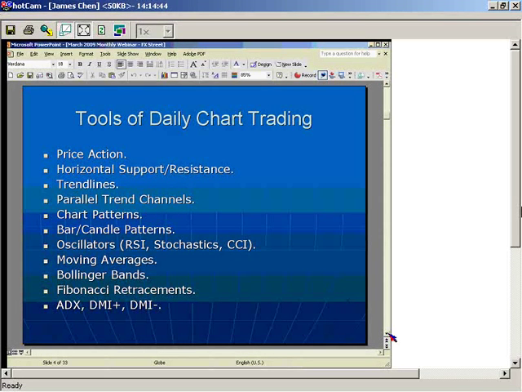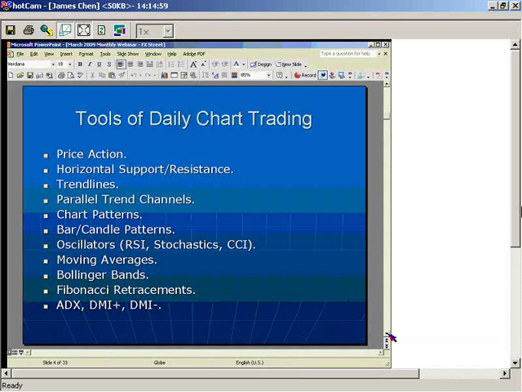There are other ways to measure horizontal support and resistance, including Fibonacci retracements, as well as the actual mathematically calculated pivot points, and you could certainly use those. I've included that within these tools of daily chart trading as well.